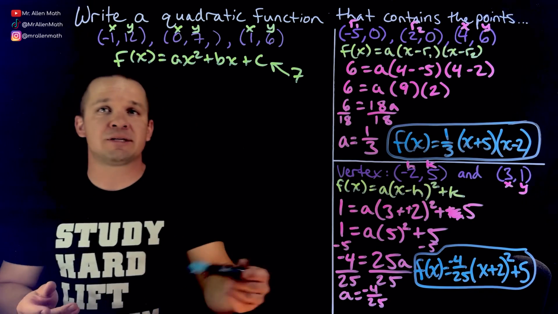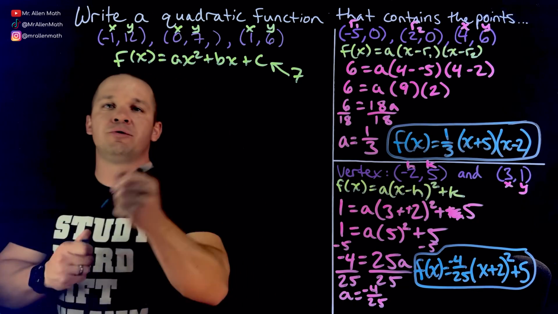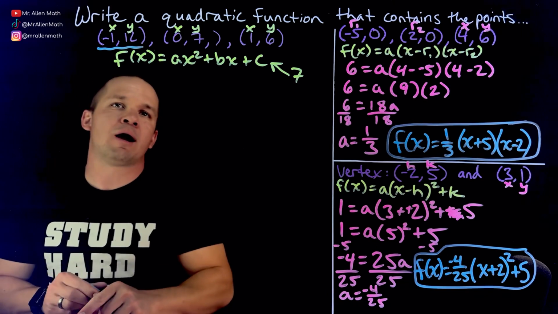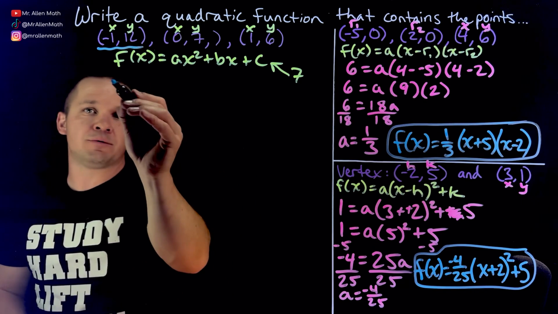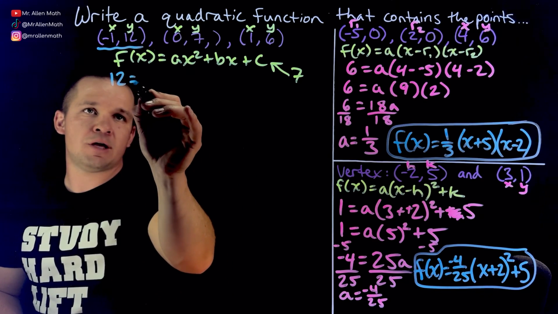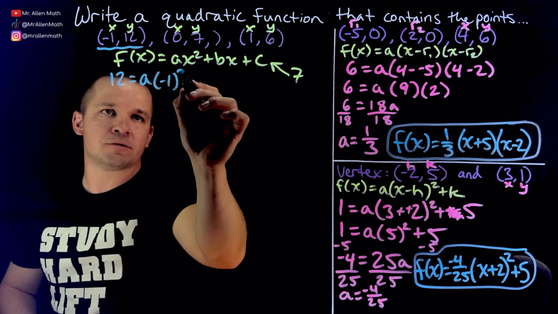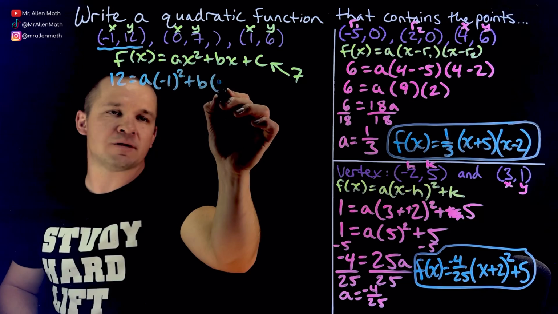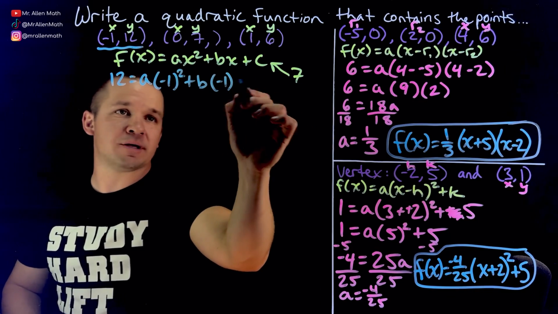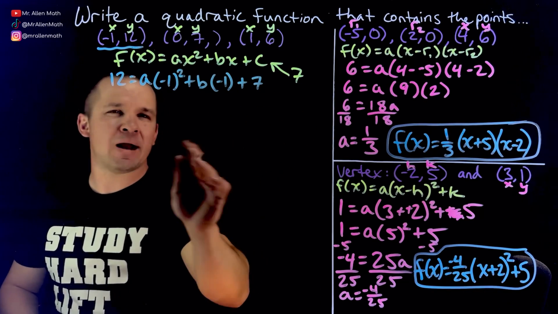All right. So I'm going to set up one equation here with this guy. We'll do this one in blue. So I've got my y is 12. So we have 12 equals a times my x, which is negative 1, squared, plus b times my negative 1, and then plus 7. Okay. And I'm going to clean this up a little bit.